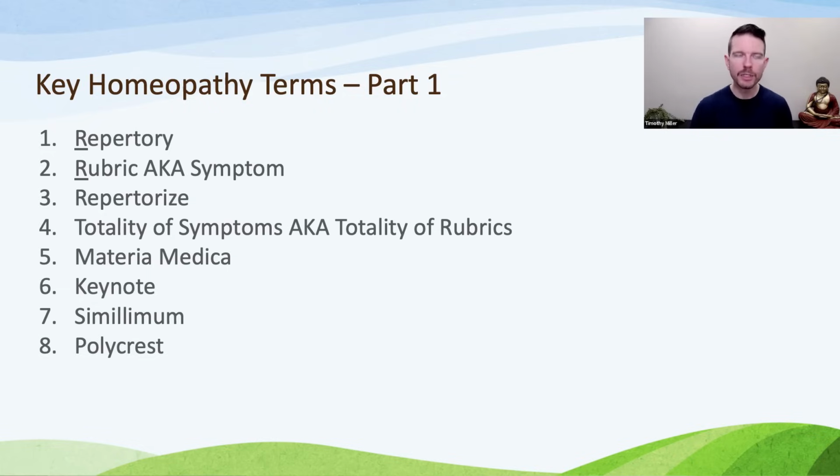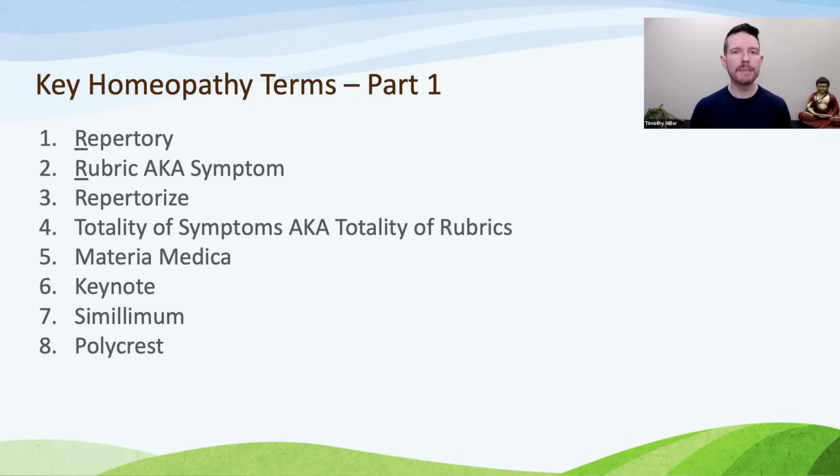So a keynote of Rhus tox is, very likely, it's going to be improved by motion, and very likely it's going to be improved by heat. So that's what a keynote is. It's a very characteristic symptom, or set of symptoms, for a particular remedy. So for Rhus tox, improved by heat. For Rhus tox, improved by continued motion.